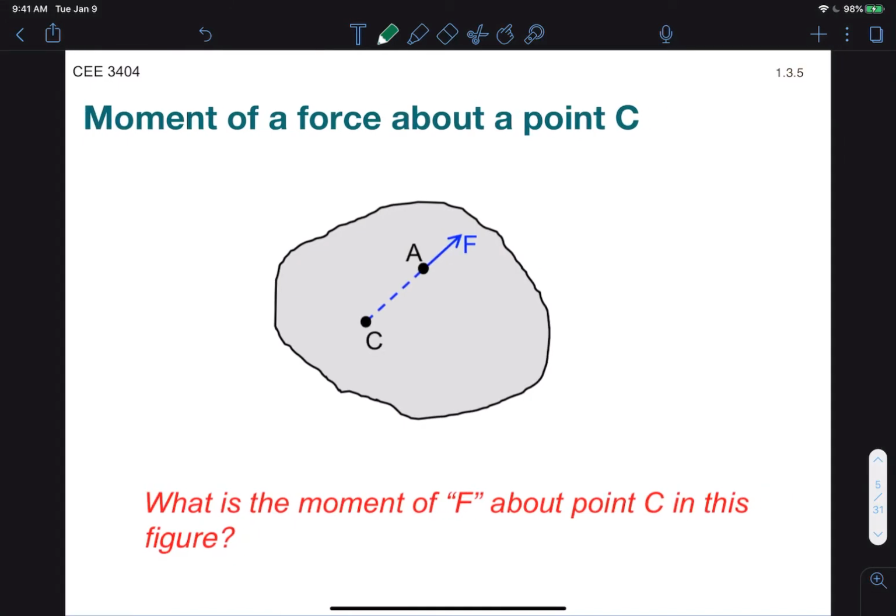Given those definitions, it's pretty simple to see that if A and C lie on the same line, the moment around C from F will be equal to 0. So in this case, the answer to this question is 0.